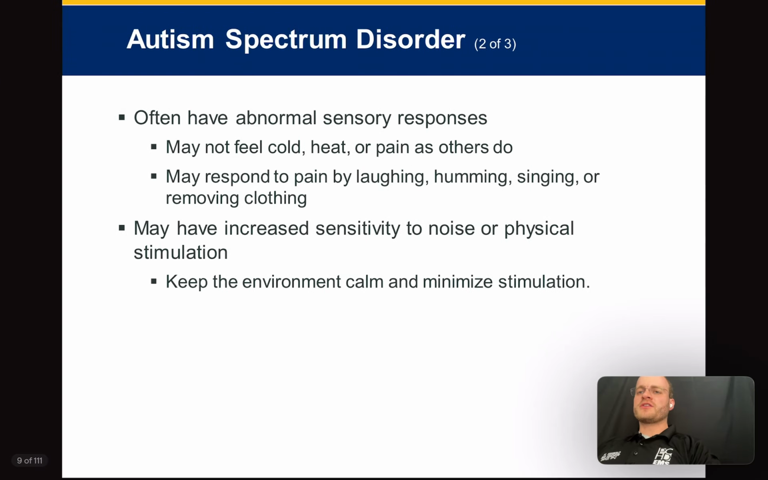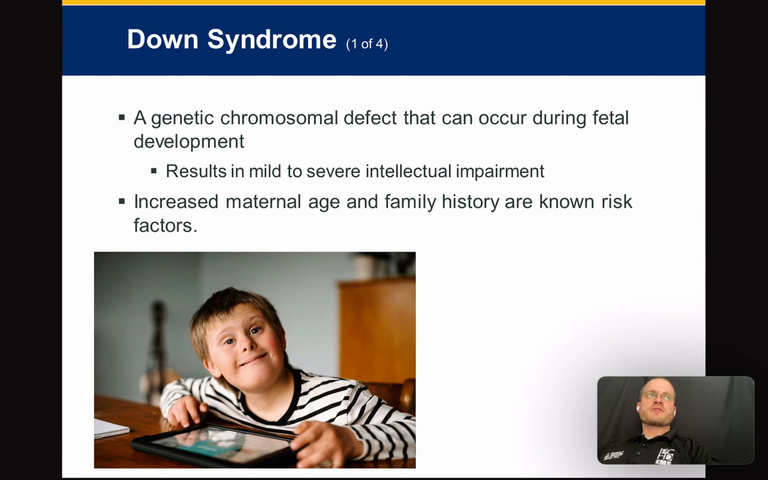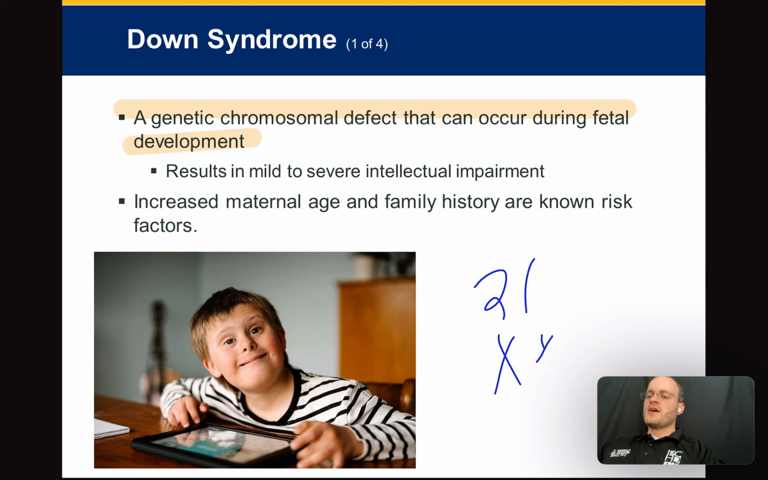Okay, so that's autism spectrum disorder. It's on a spectrum. Now, Down syndrome is different. Down syndrome is actually fairly common in the United States. I think it's like 1 in 500 births that will have Down syndrome. This is a chromosomal, a genetic issue, right? Normally we have 46 chromosomes, but in Down syndrome, especially on the 21st chromosome, you should have, let's just say, XY, and they might have XXY. So we call this trisomy 21.